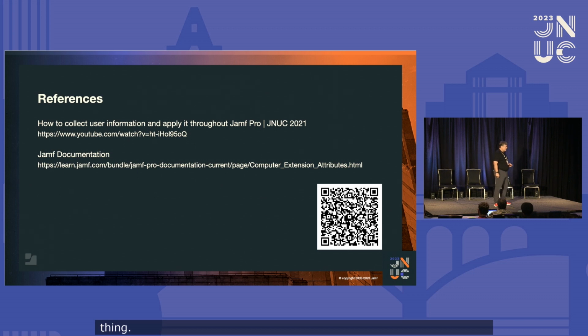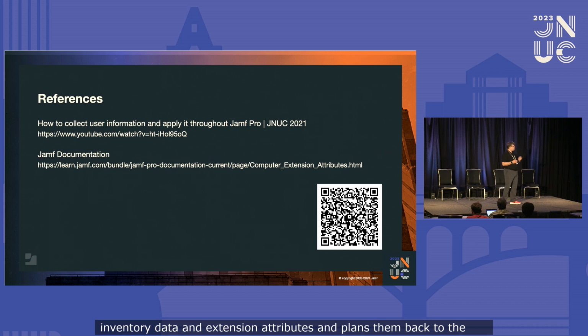All right, so references. You've gotten the clear lay of the land of extension attributes. You know what you do. You know that you need to know more things about your Mac. You're being asked, you want to know. You've seen some great examples online. You know that you need to add more data to your Macs. So I'd like to thank Bill Smith, AKA Talking Moose. Great talk where he takes inventory data and extension attributes and applies those back to the Mac. It's a good talk from JNUC 2021, and the entire Jamf documentation on this is available at that QR code.